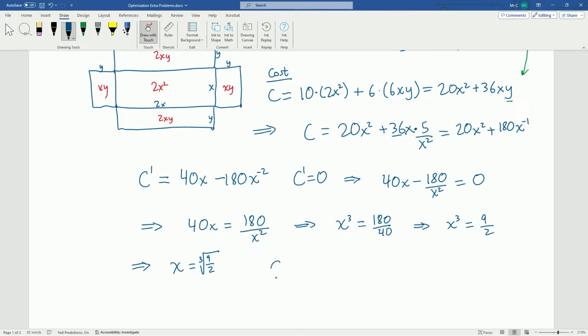So now we're going to evaluate our cost at the cubed root of 9/2. And so for this, I'm going to use the version of the cost formula we found that was strictly in terms of x. So 20x squared plus 180 x to the negative first, which is 1 over x.